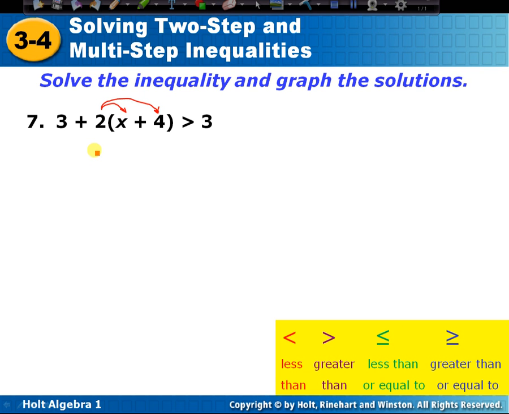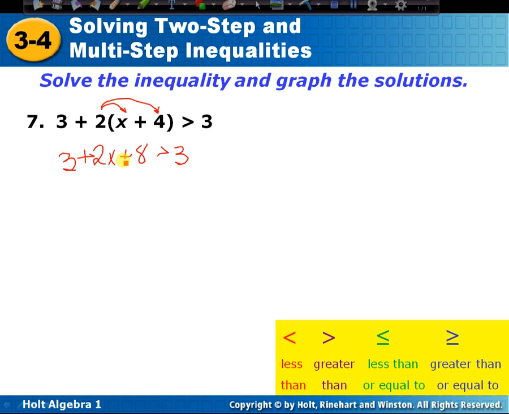And that gives us 2x plus 8, because 2 times x is 2x, 2 times 4 is 8. And then I'm going to bring down my 3. Now you may notice that aside from the inequality sign here in the middle, this looks a whole lot like some other equations that we've worked. I have a 3 and an 8 over here on the same side of the problem, and they are like terms. So don't get confused here and try to subtract 3 from both sides. I'm just going to go ahead and combine my 3 and my 8.